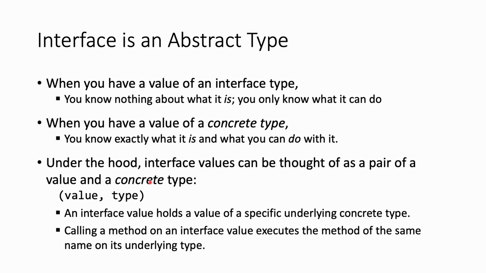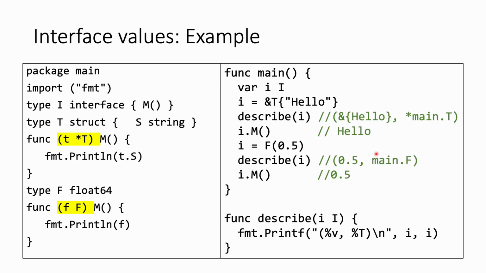Under the hood, interface values can be thought of as a pair of a value and a concrete type. An interface value holds a value of a specific underlying concrete type, and calling a method on an interface value executes the method of the same name on its underlying type. This example illustrates the interface values under the hood.